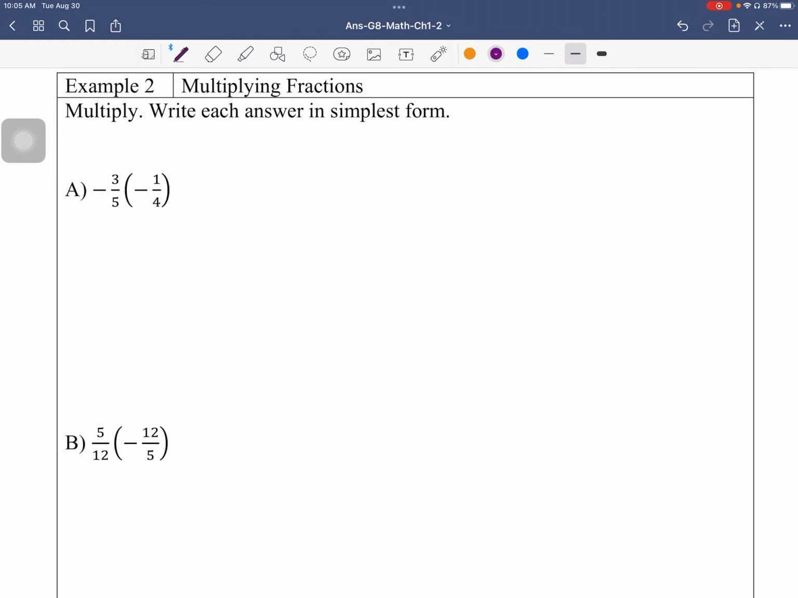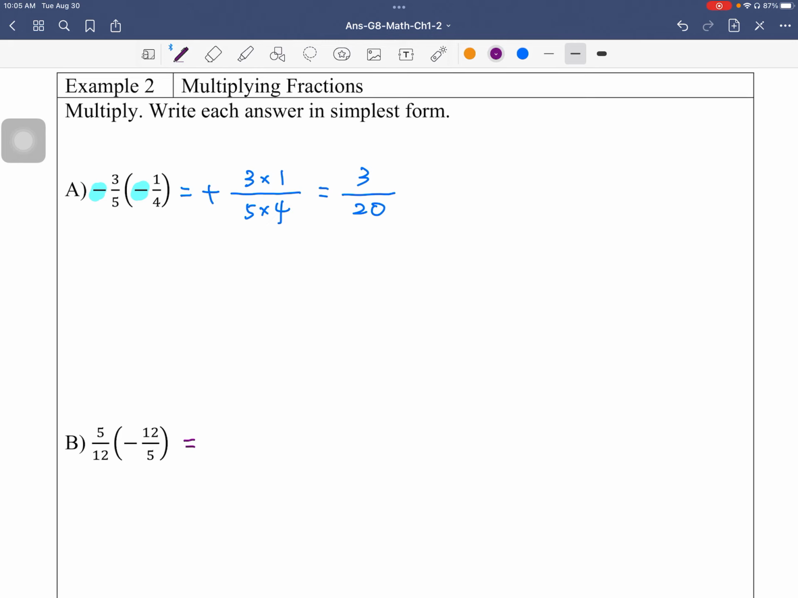So example 2, we have to multiply and then find each answer in the simplest form. So negative times negative, they are the same sign, so it becomes positive. And I have 3 times 1 and 5 times 4. So here I got 3 over 20.